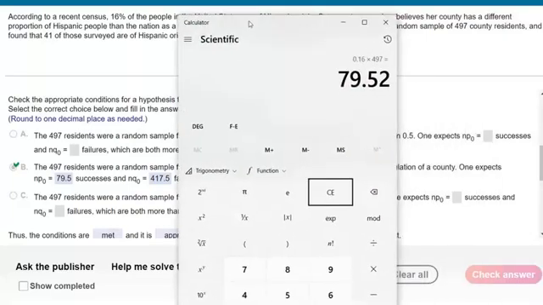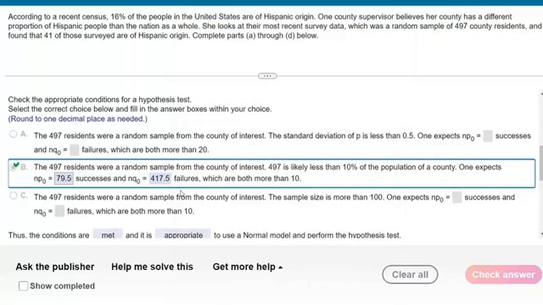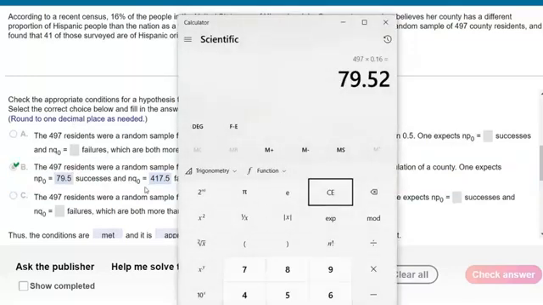To recreate that calculation, 497 is our N, and P sub 0, the population proportion, is 0.16 as a decimal. That gives 79.5, I don't know if they wanted us to round to 1 decimal. And then for N times Q, Q is just 1 minus your proportion. So that's our Q. Multiply that by 497, that's also bigger than 10.